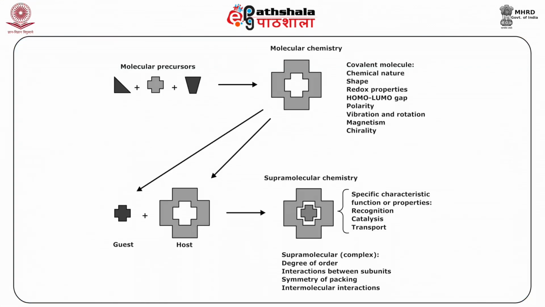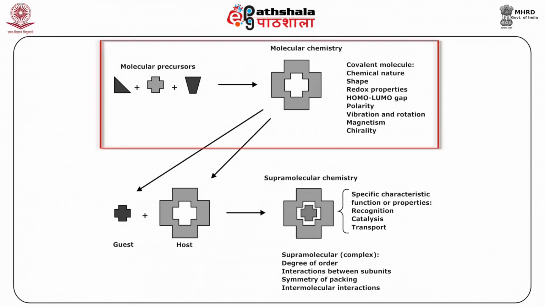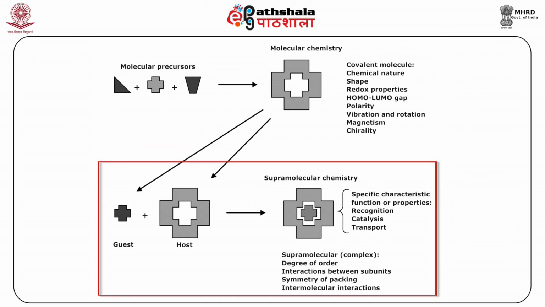The following figure compares molecular chemistry with supramolecular chemistry. As shown in the figure, in molecular chemistry, the properties we generally study are the chemical nature of the species, the shapes of the molecules, their redox properties, maybe their polarity, their magnetism, etc. However, in supramolecular assemblies or supramolecular chemistry, the properties we generally study are molecular recognition, the recognition capability of the host molecule, catalysis, the transportation of ions, the degree of order, etc. These are the properties specific to molecular assemblies.